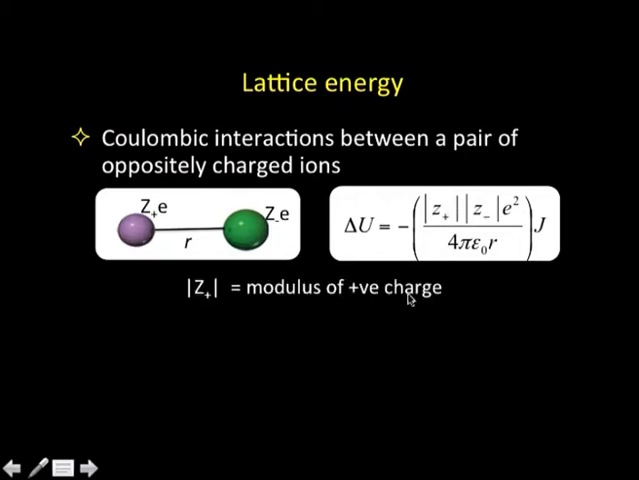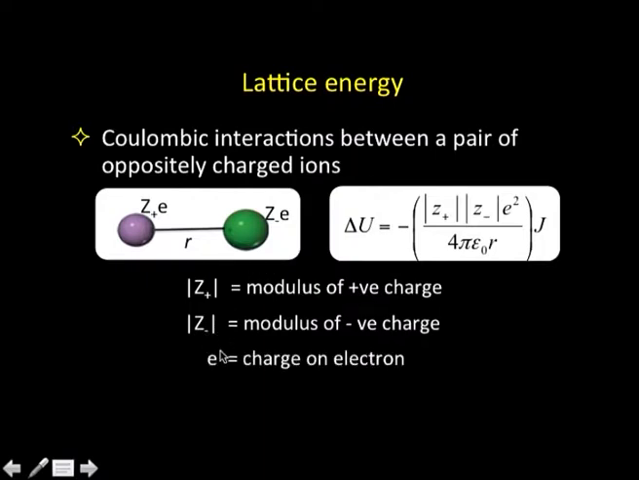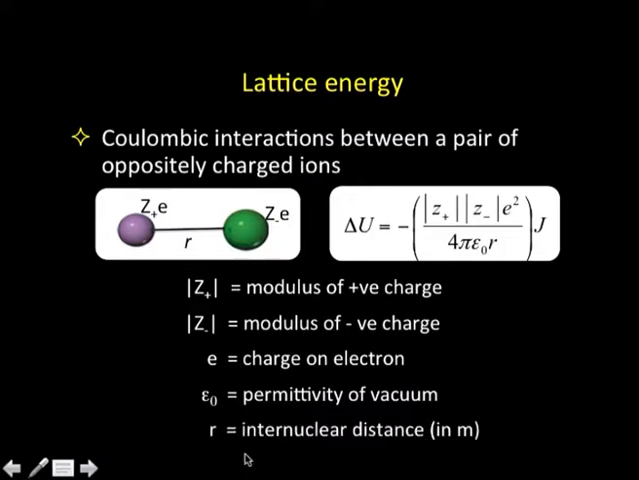Z plus basically refers to the modulus of the positive charge. Suppose the charge is plus 2, then it is 2, and Z minus is the modulus of the negative charge. Basically, we talk about the charges in modulus form. So, for minus 2 it will be 2 again, and e is the charge on the electron, as we all know. This is an expression from Coulomb's law, minus Z e square by r, that is all. Epsilon naught is the permittivity of the vacuum, and r is the internuclear distance, in meters.